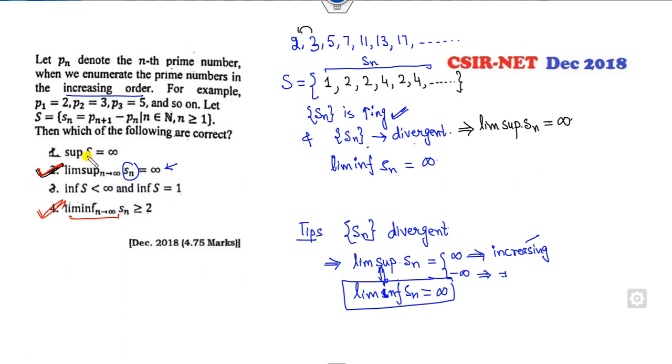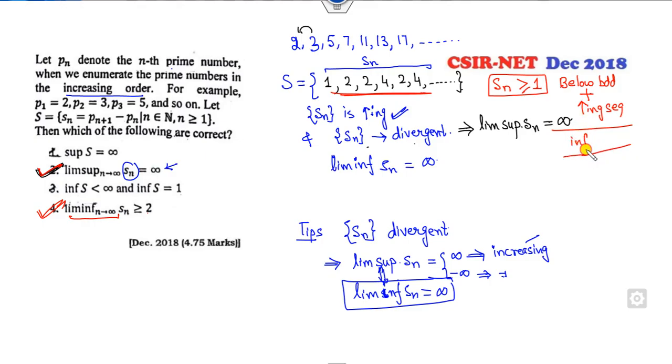Now you are talking about the supremum and infimum. You can clearly say that this Sn is greater than or equal to 1. What does it mean? It is bounded below. If it is bounded below, and it's an increasing sequence, what does it mean? It converges to the infimum of S, which will be the limit. So the limit is 1. So the infimum of S is 1. Fine. 1 is less than infinity, also fine.